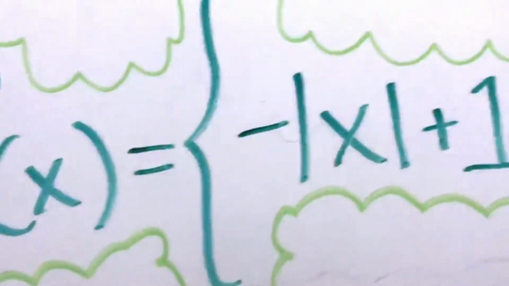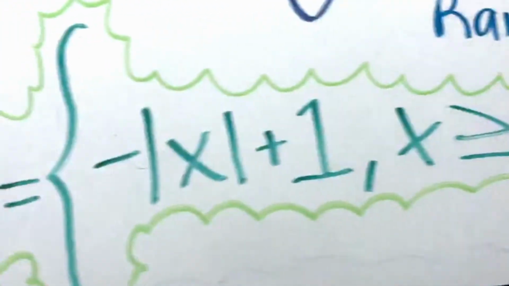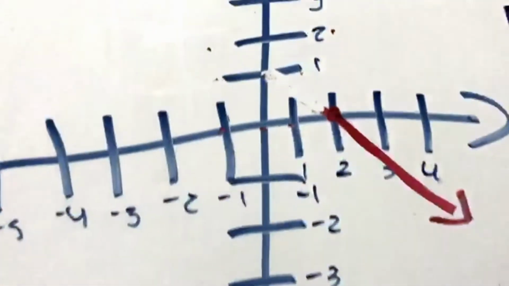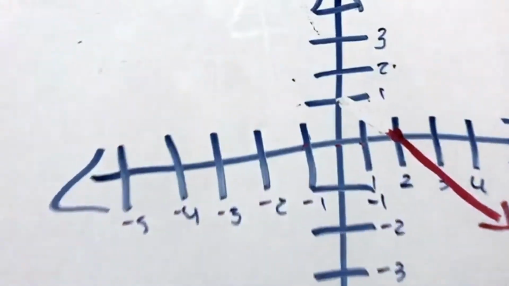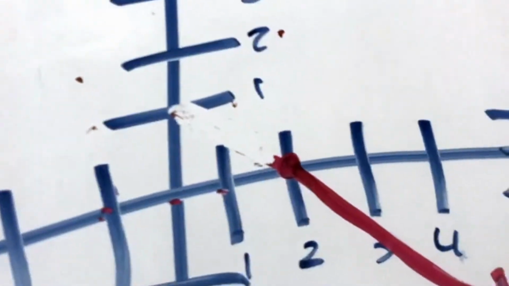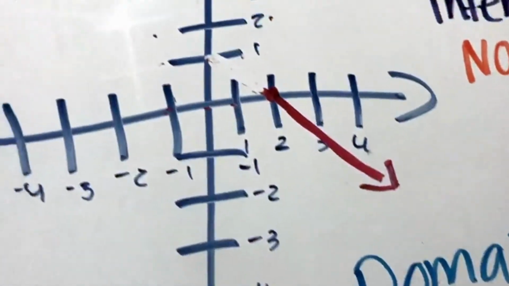The last equation we have to graph is minus absolute value of x plus 1 if x is greater than or equal to 2. This equation is an absolute value, which means it takes the shape of a V with a slope of 1. Now we have to transform it to put it on the graph.